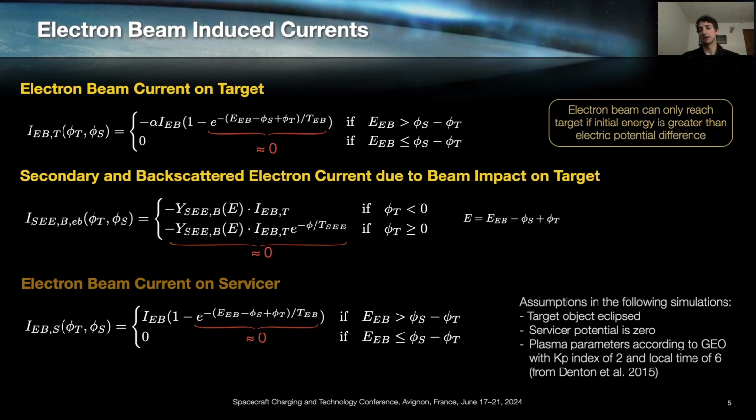Some assumptions for the following simulations are that, first of all, the target object is eclipsed. Second, the servicer potential is assumed to be controlled and maintained at a potential of 0, so the servicer is essentially neutral. That just simplifies a lot of the results that we show here. And the plasma conditions correspond to a GEO environment.